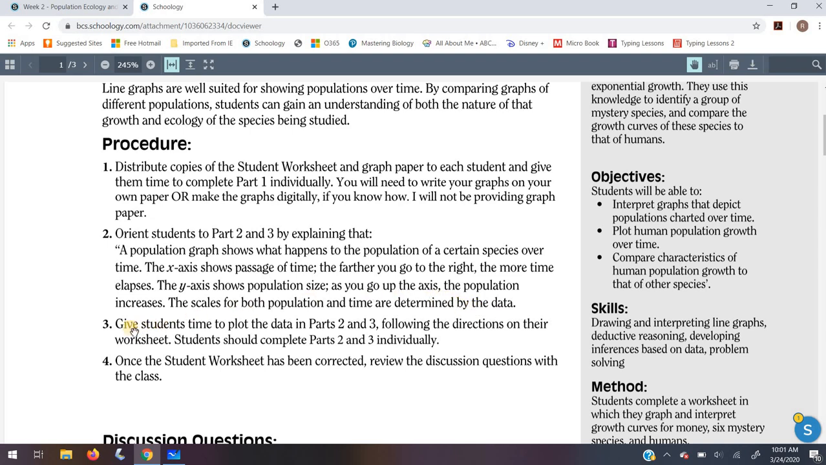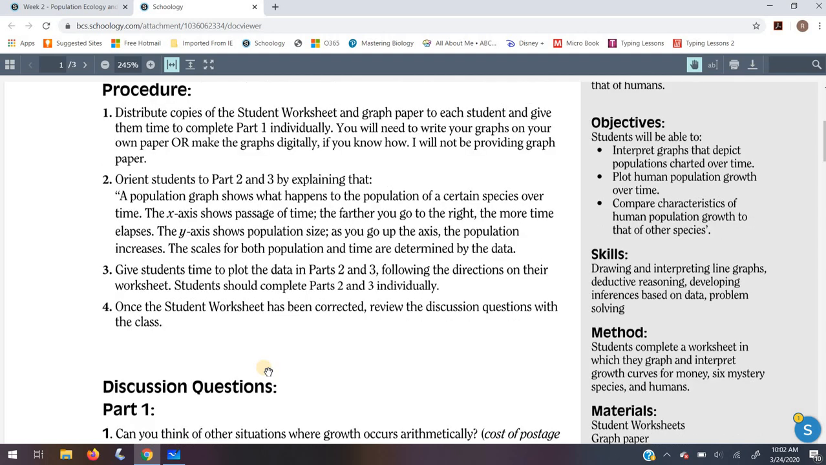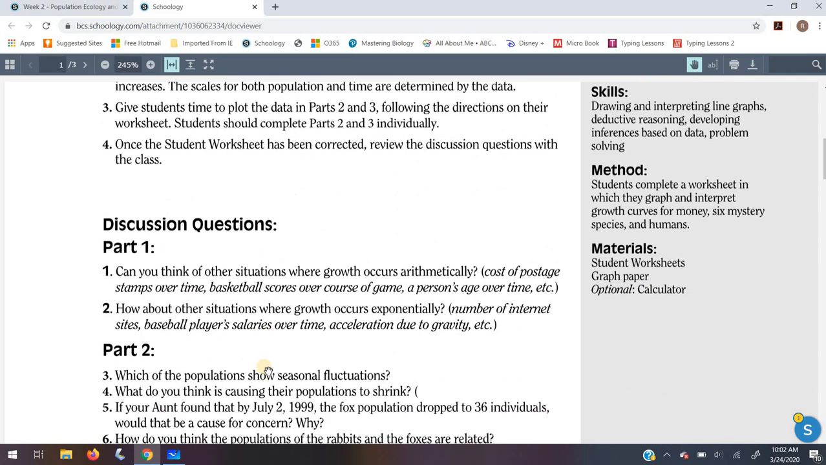The number 3 says give the students time to plot the data in parts 2 and 3. They have about a week and a half, so I think that's a lot of time. And number 4, once you've gone over your graphs, then you're going to do the discussion questions. Once everybody's turned it in, we can go over the answers.